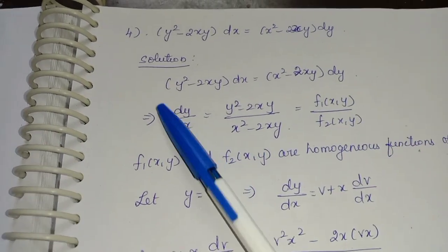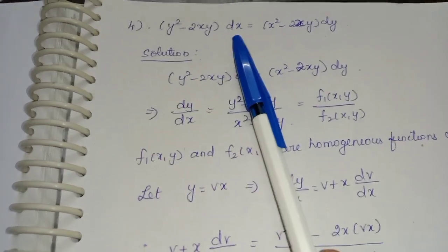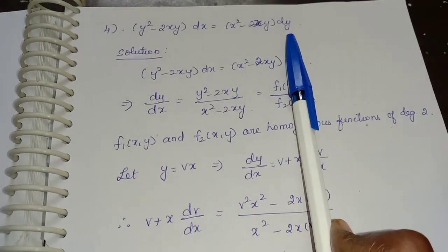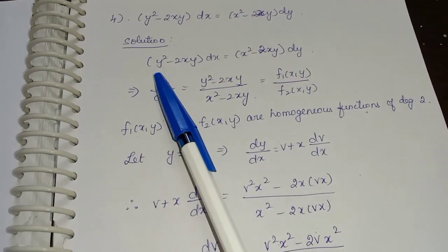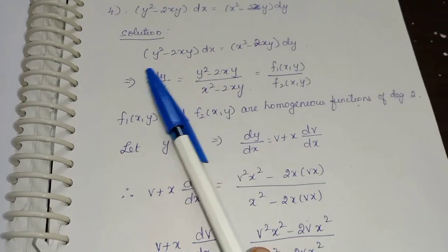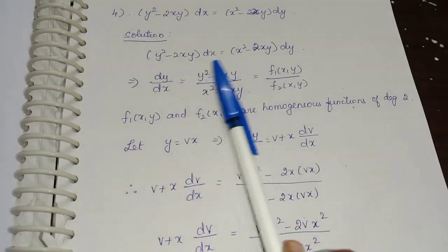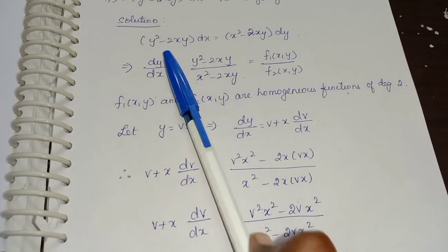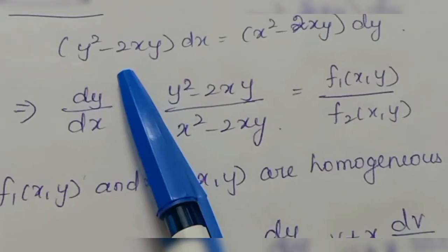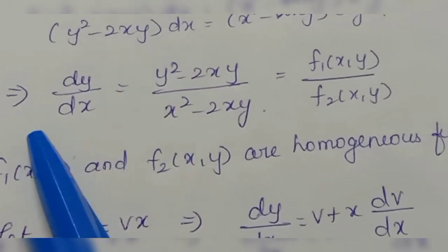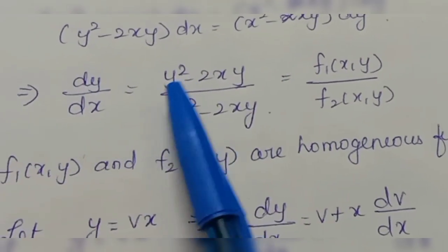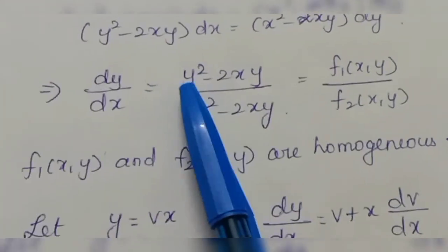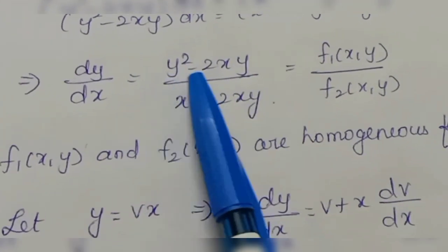Next one, y square minus 2xy into dx equal to x square minus 2xy into dy. Here separation of variables is not possible. So I am going to write it like dy by dx equal to y square minus 2xy by x square minus 2xy. See here, the numerator is y square minus 2xy.